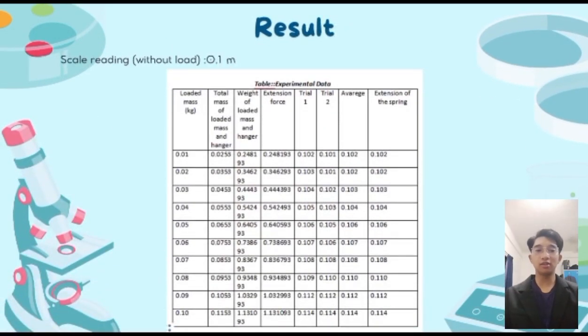The table shows us the result of the experiment. The scale reading without loaded mass is equal to 0.1. Then we move to the next slide.